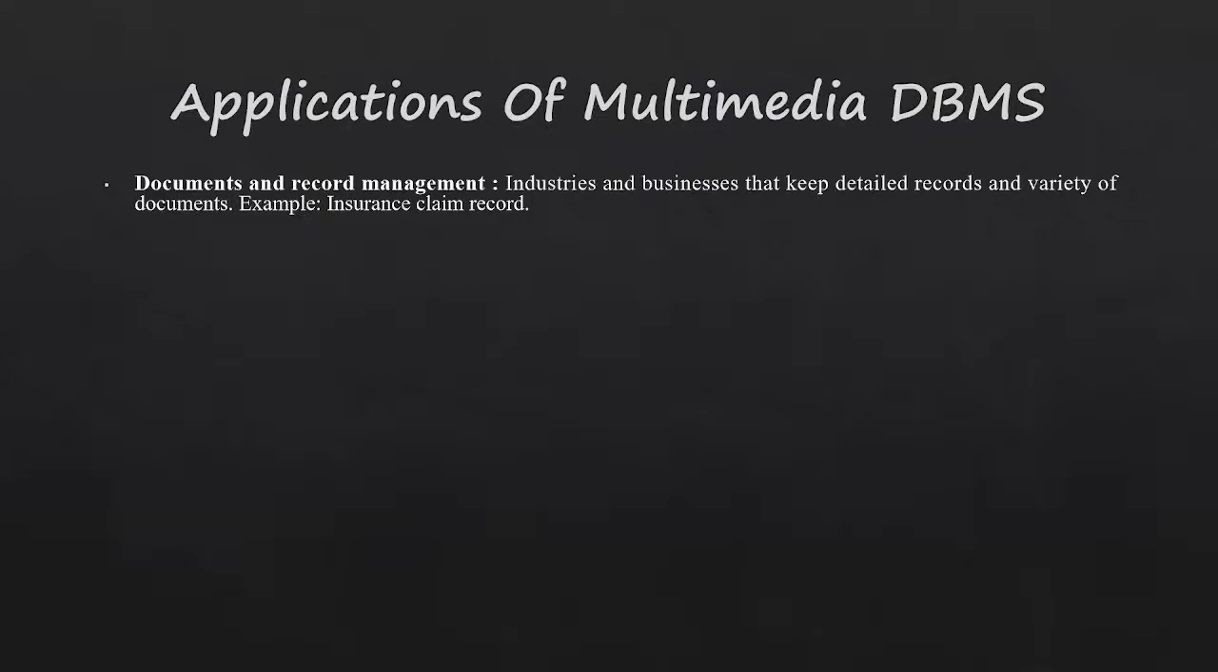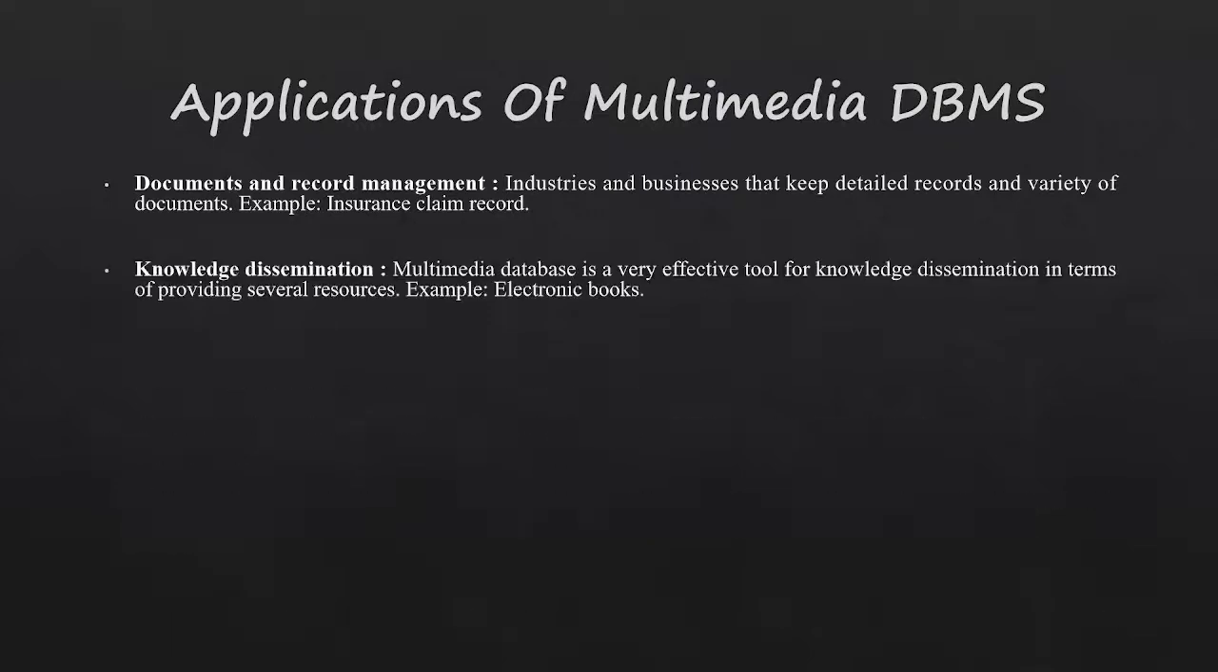First of all, document and record management. In industries and businesses, they keep their detailed records in a variety of documents, insurance claim records and many others, in banks and all. Now, they are not keeping them offline; they are on their application, and their application is on the cloud, obviously. So there are different documents. So document and record management in banks, insurance companies, businesses and organizations.